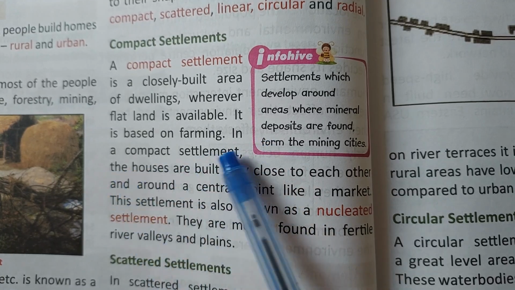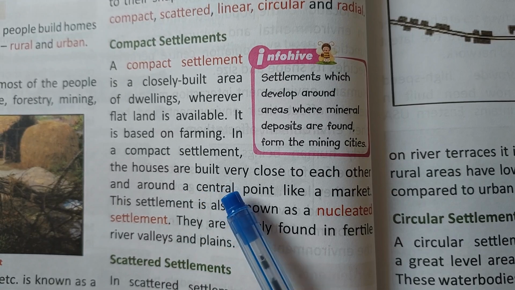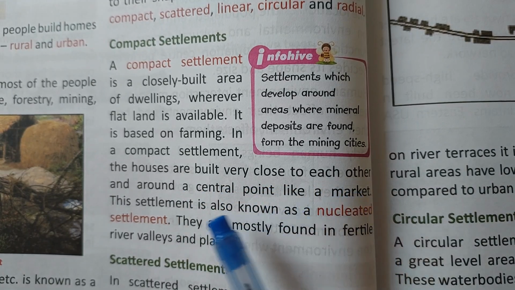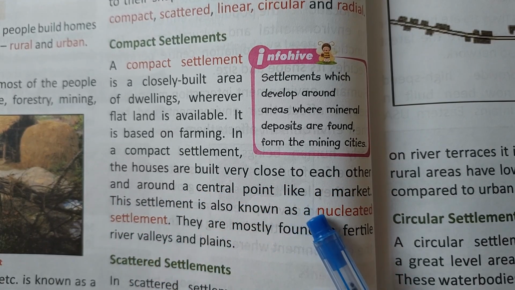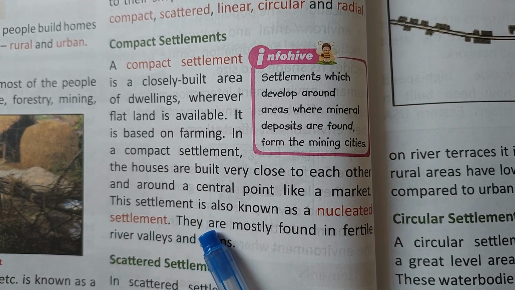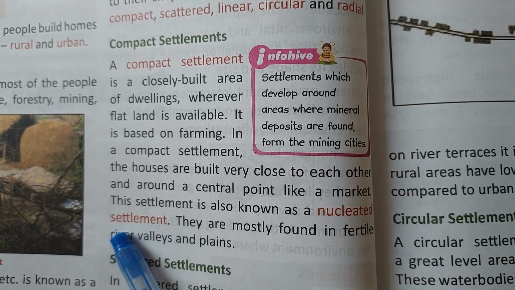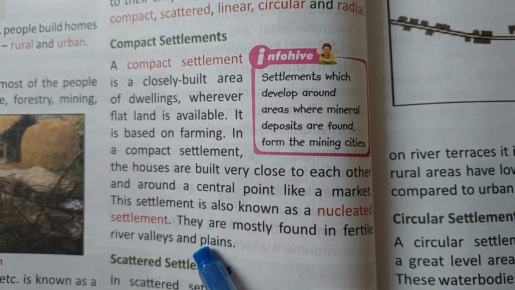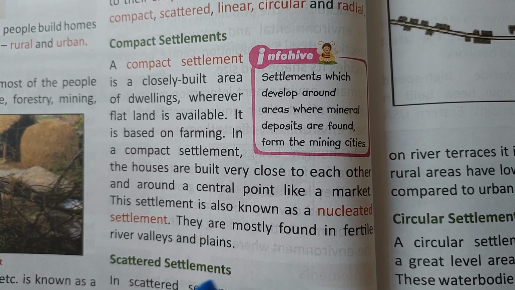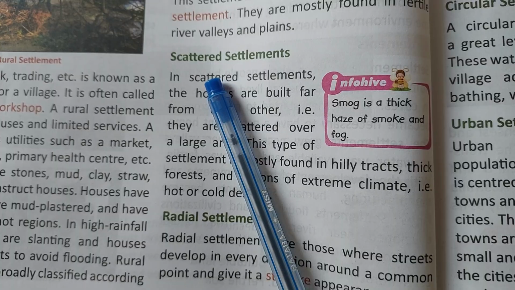In a compact settlement, the houses are built very close to each other and around a central point like a market. This settlement is also known as a nucleated settlement. They are mostly found in fertile river valleys and plains.